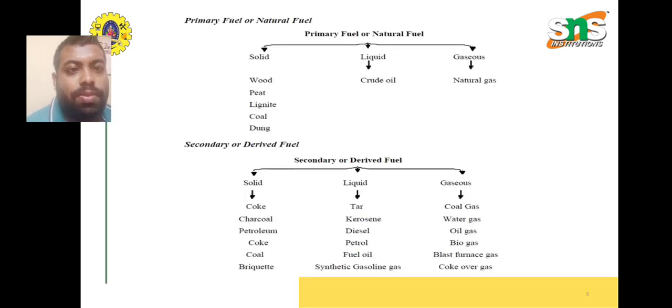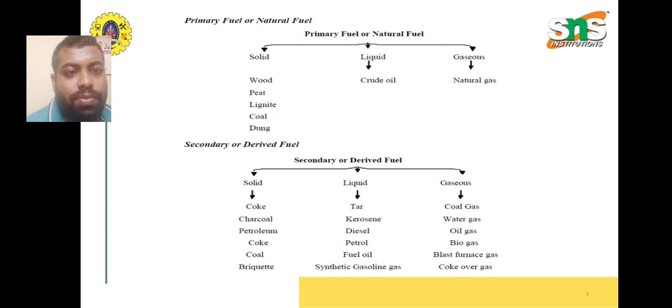First, primary fuels, which occur in solid, liquid and gaseous state. In solid state, the primary or natural fuels are wood, peat, lignite, coal and cow dung. As a liquid, it occurs as crude oil, which can be taken from the seabed. And for gaseous substance, it is natural gas.